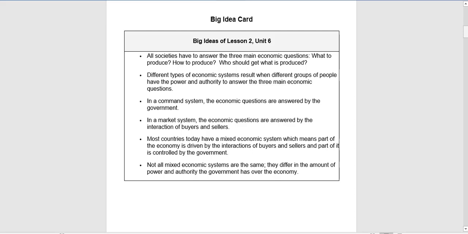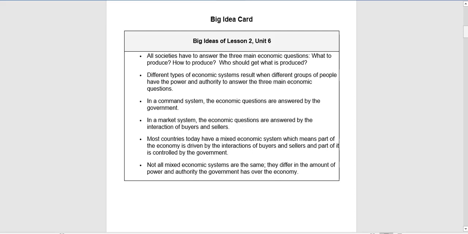Bullet point number 3, in a command system, the economic questions are answered by the government. Bullet point number 4, in a market system, the economic questions are answered by the interaction of buyers and sellers. So these two bullet points right here, bullet point 3 and 4, command system and market system, those are two types of economies that we will be looking at today.